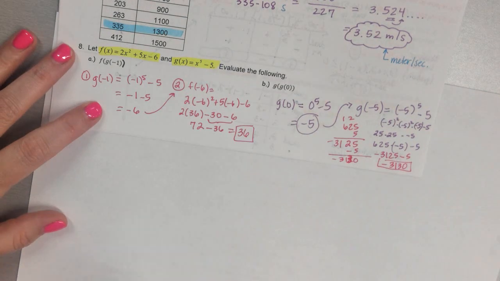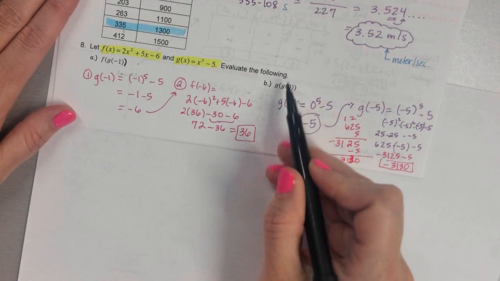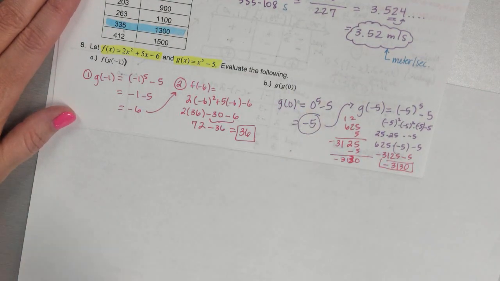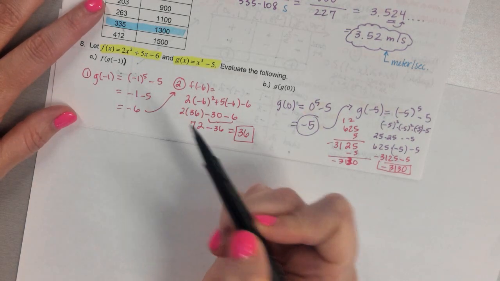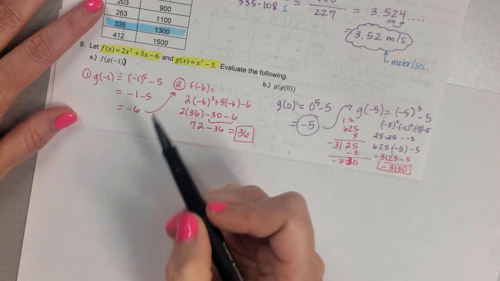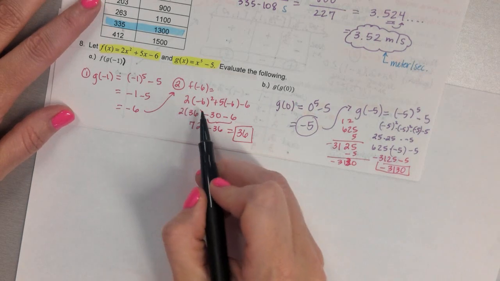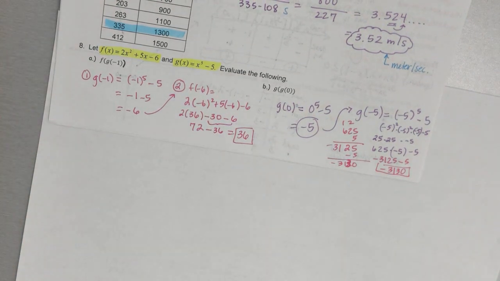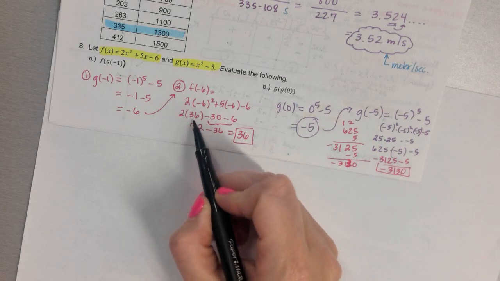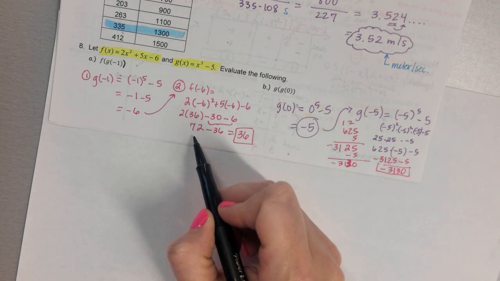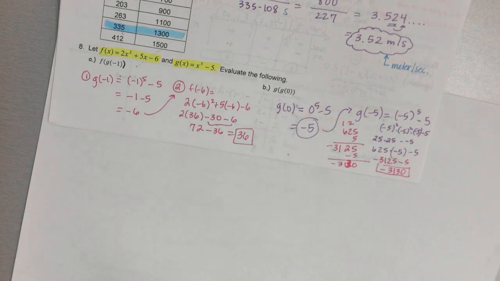Well, they would have the extra one like this. So g of negative 1, and then look, this is on the no calculator section. So you have to follow your order of operations. Negative 1 to the 5th is negative 1. Negative 1 minus 5 is negative 6. Then you can plug this in. f of negative 6 is 2 times negative 6 squared plus 5 times negative 6 minus 6. So if you're following your order of operations, negative 6 squared is 36. 36 times 2 is 72. And then I did this together. 72 minus 36 is 36.